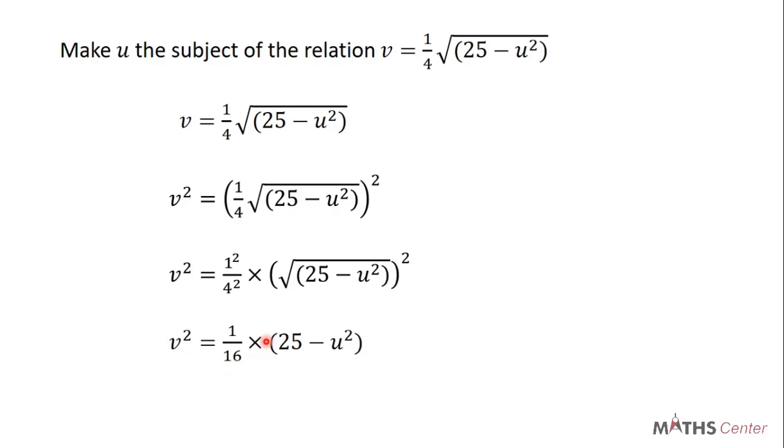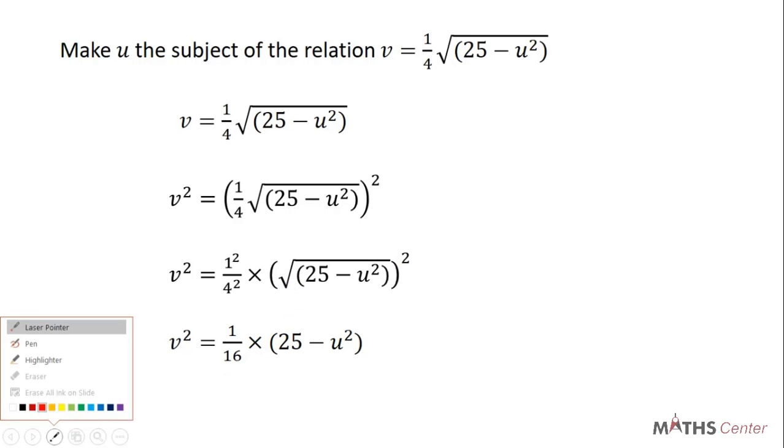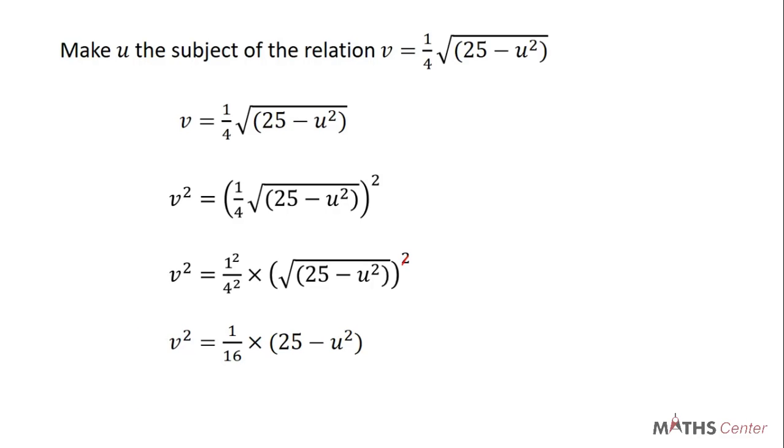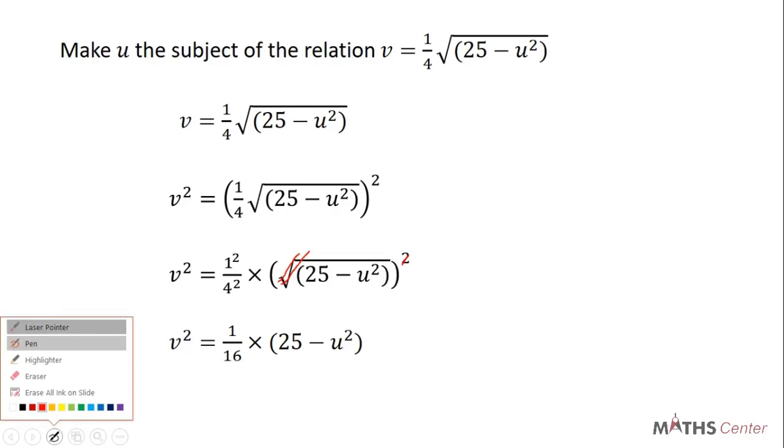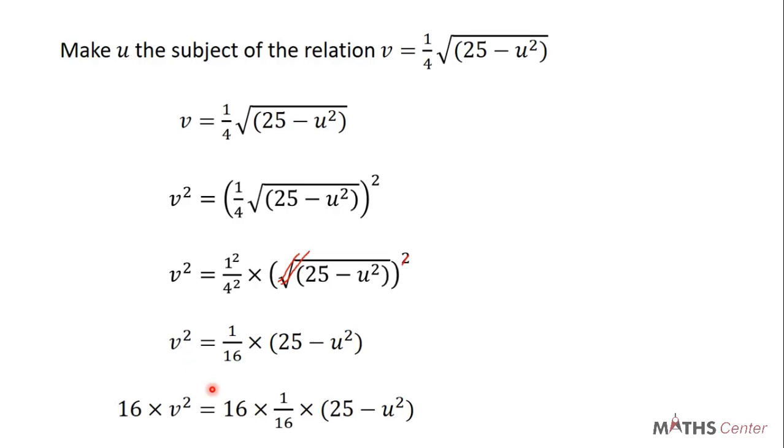This will give us v squared is equal to 1 squared is 1, 4 squared will give us 16 times, since this is a square root, as soon as you square it, you see that the square is going to cancel the square root. The square will cancel the square root, so that you will get what is under the square root sign, which is 25 minus u squared. Okay, let's move on. Now we have this as a fraction. We have 1 over 16 as a fraction.